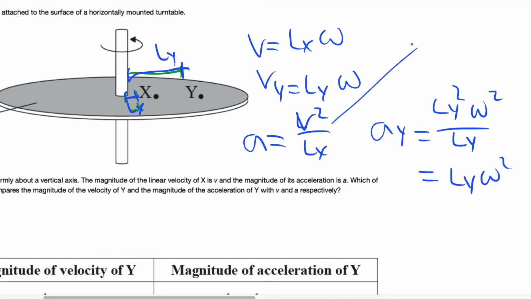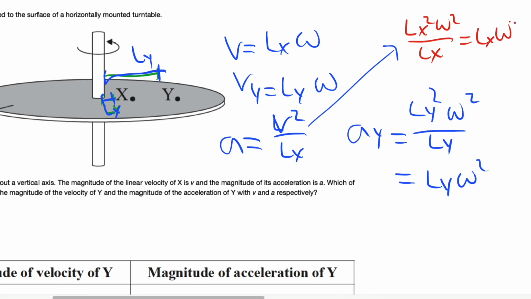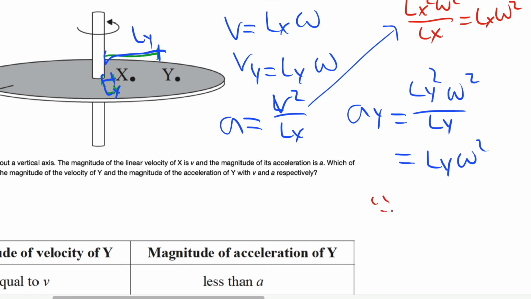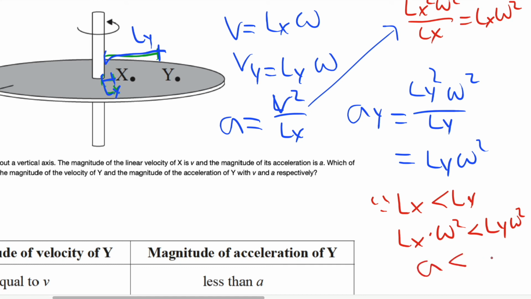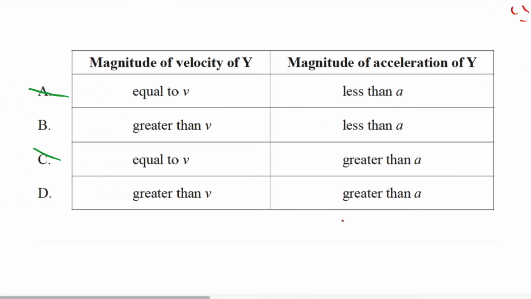And ax here is equal to Lx squared omega squared divided by Lx, which is equal to Lx multiplied by omega squared. And because Lx is less than Ly, we know Lx multiplied by omega squared is always going to be less than Ly multiplied by omega squared. Which means that centripetal acceleration at point X is less than centripetal acceleration at point Y. So D is correct.